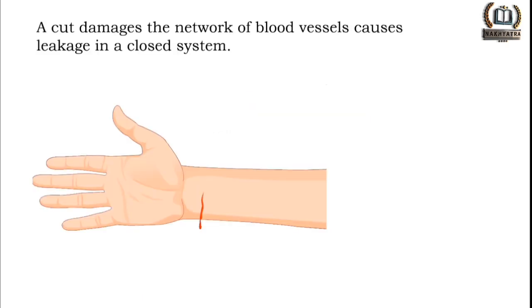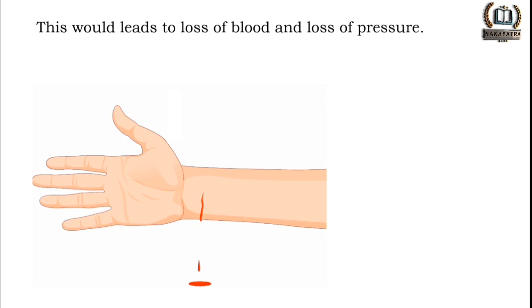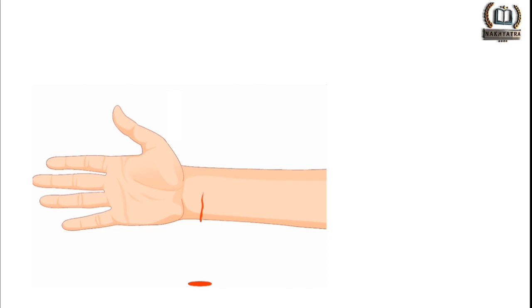A cut damages the network of blood vessels and causes leakage in a closed system. Okay, and this leads to loss of blood and loss of pressure.